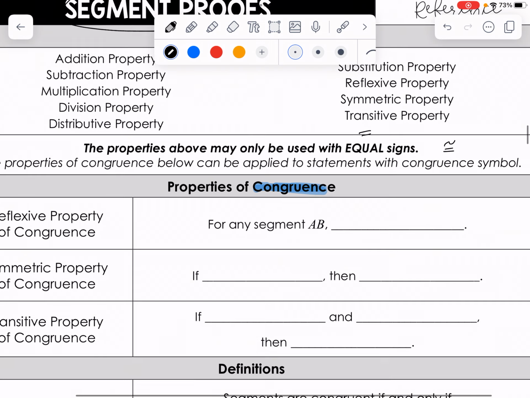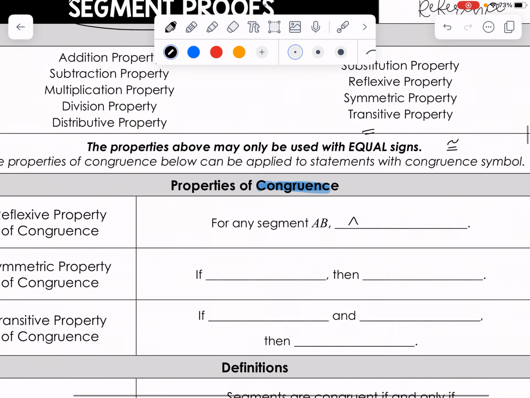But getting to the reflexive property here, for any segment AB, we can say that line segment AB is congruent to itself, line segment AB. Whenever we have that line segment above, that tells us we're dealing with the shape, so we can only use congruent symbols for shapes. We do not use equal signs. We'll talk about that later. All right, symmetric property of congruence. If line segment AB is congruent to line segment CD, then, symmetric deals with reflecting, kind of a mirror image. You can say the converse of that is true: line segment CD is congruent to line segment AB.